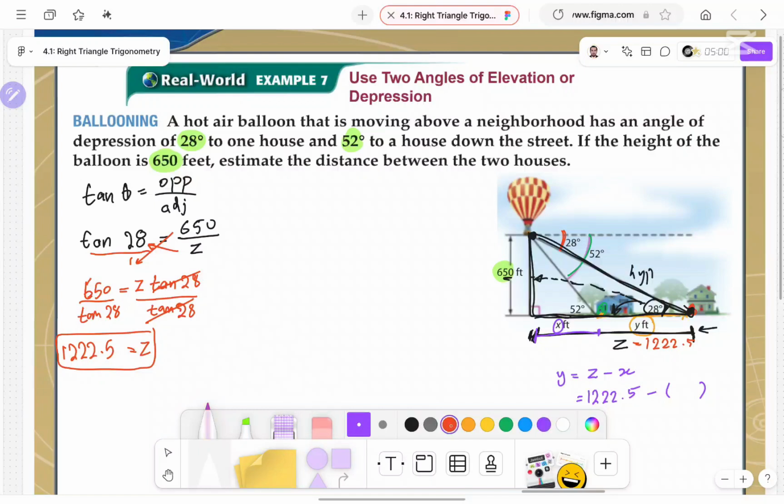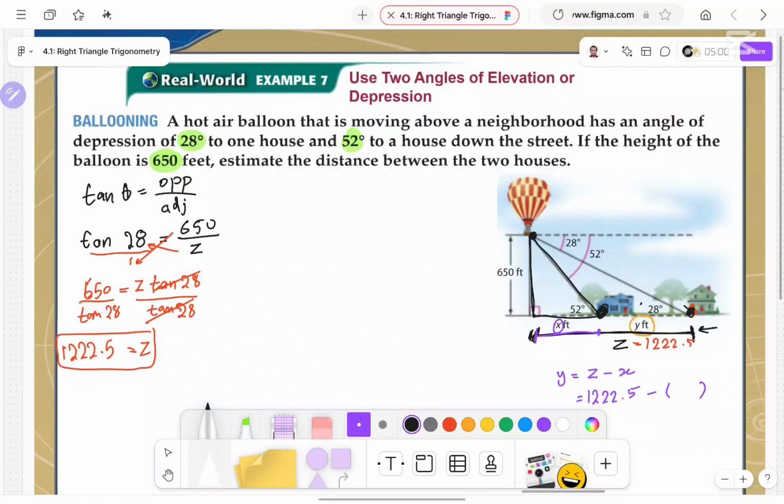How to find x? Now we already created the big triangle. Now let's create a small triangle. Let's erase all of this. Let's create a small triangle using the other house, the blue house. Let's create a right angle triangle. So let's create this one here, this one, and this one here.